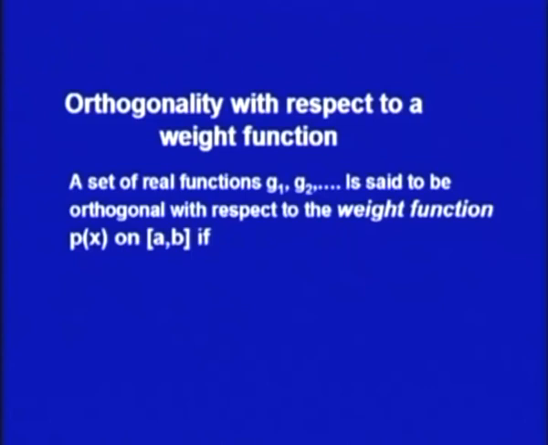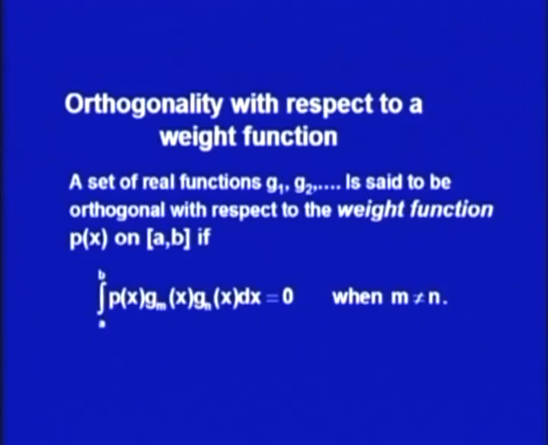A set of real functions g1, g2 and so on is said to be orthogonal with respect to the weight function p(x) on the interval a to b if the integral from a to b of p(x) g_m(x) g_n(x) dx is equal to 0 whenever m is not equal to n.